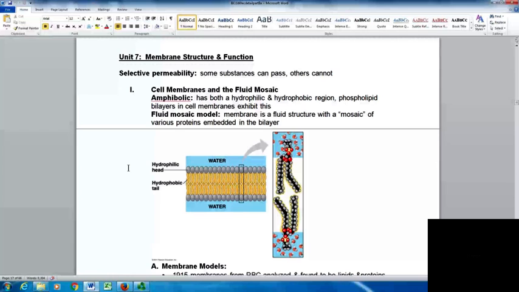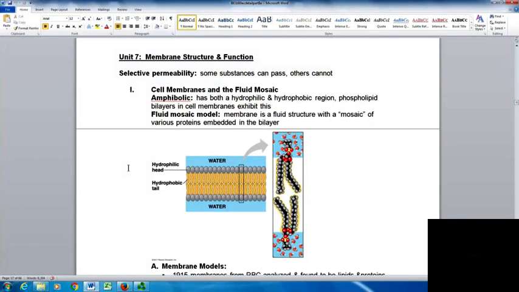In this chapter, chapter 7, we're going to look at cell membrane structure and function. One of the key features of cell membranes is that they have selective permeability. Some substances can pass while others cannot, and this is due to their structure.